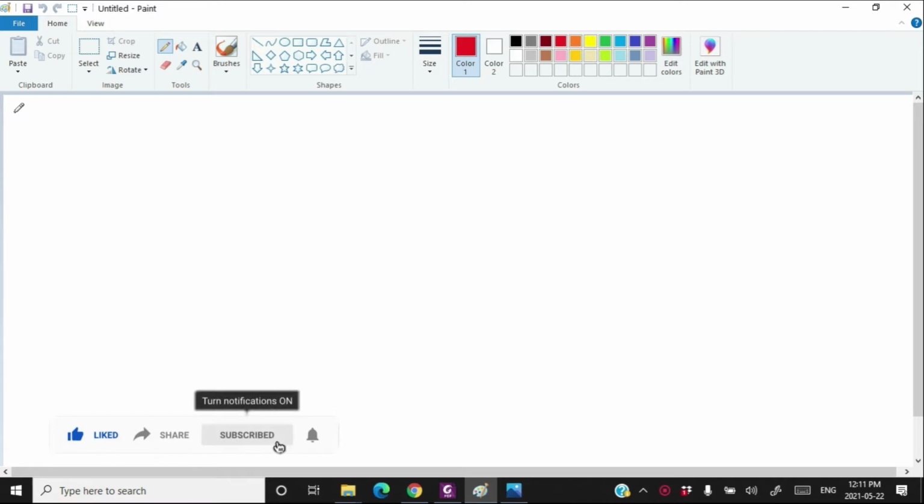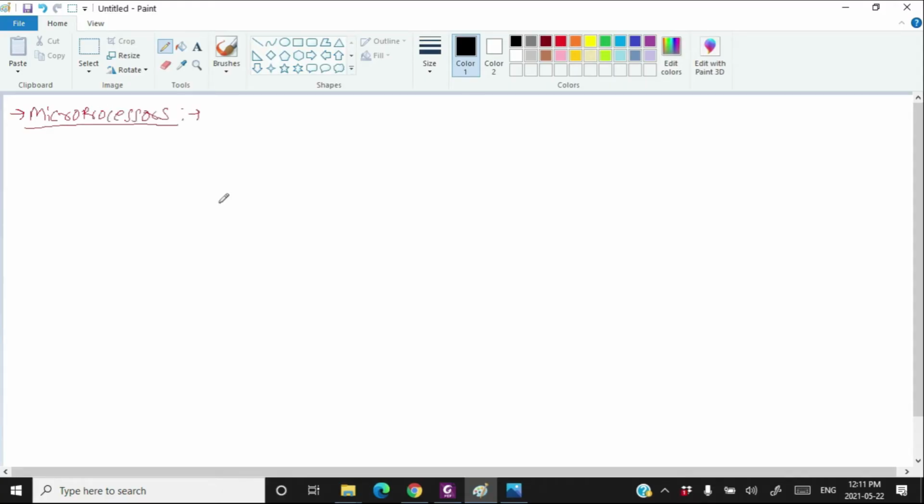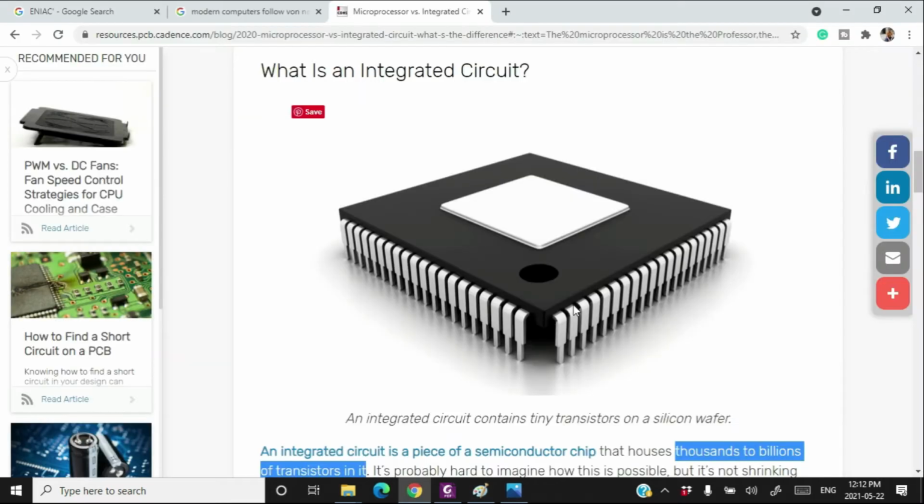In this video we are going to learn about microprocessors. We know that in earlier days, before the invention of the integrated circuit, means IC, we were using vacuum tubes to create a processing unit. But with the invention of integrated circuits, the whole processing unit started to be accommodated in just one chip. An integrated circuit chip looks like this, and the whole processing unit started to be accommodated on this chip.